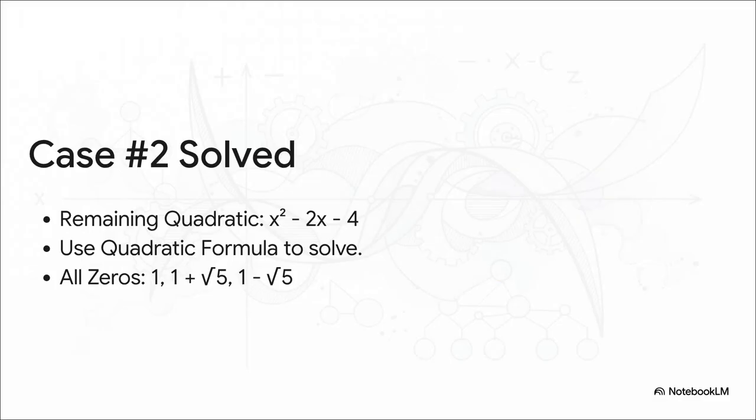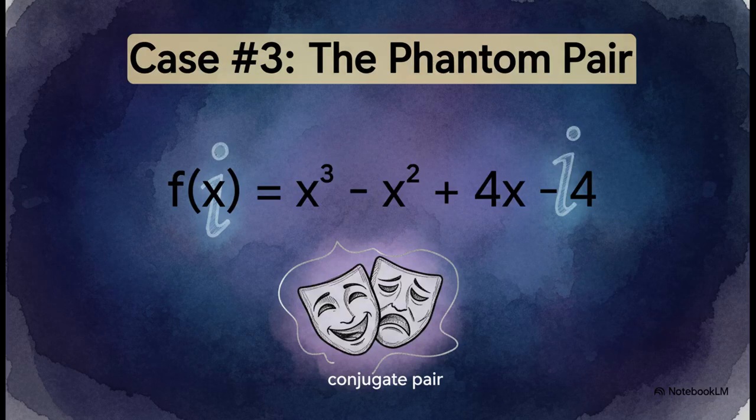Now, this quadratic, x squared minus 2x minus 4, it doesn't really factor nicely. But that's no problem at all for our workflow. We just pull out the big guns, the quadratic formula, and it spits out the 2 hidden irrational zeros, 1 plus the square root of 5 and 1 minus the square root of 5. Done.